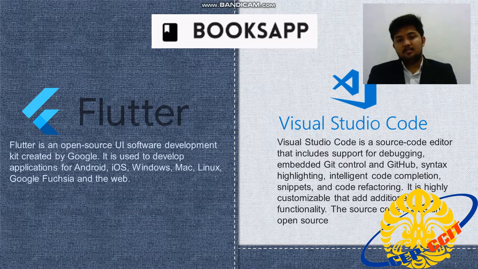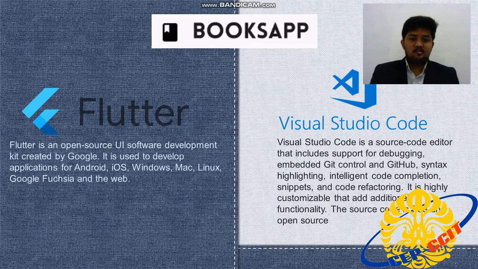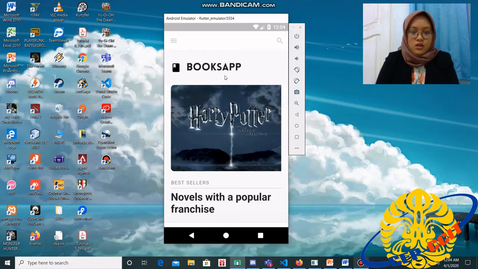Then, what is Visual Studio Code? Visual Studio Code is a source code editor that includes support for debugging and embedded Git control and GitHub. And of course, the source code is free and open source as well. That is the number one reason.